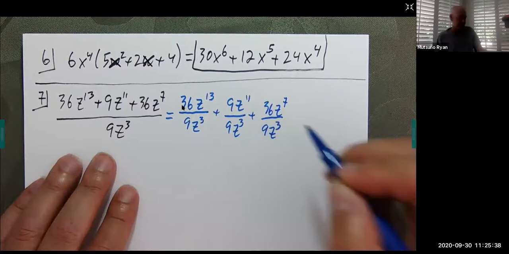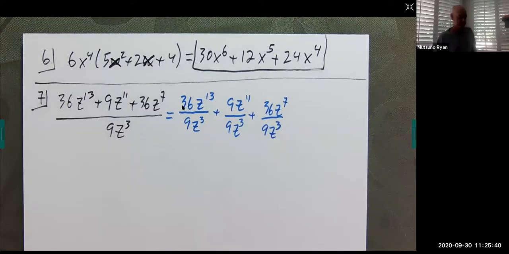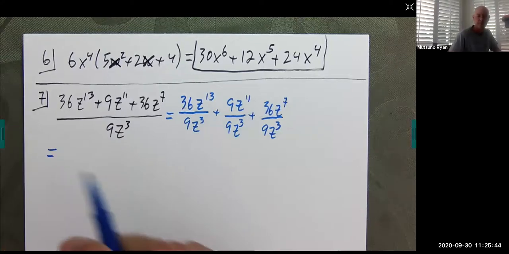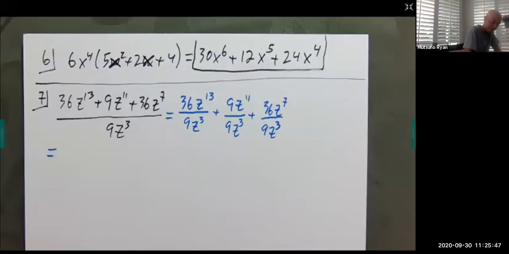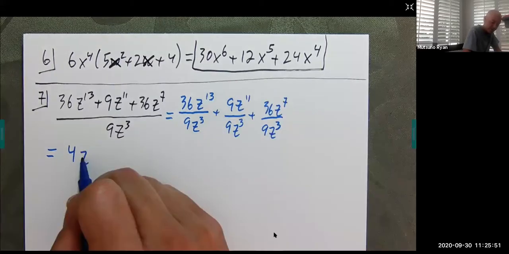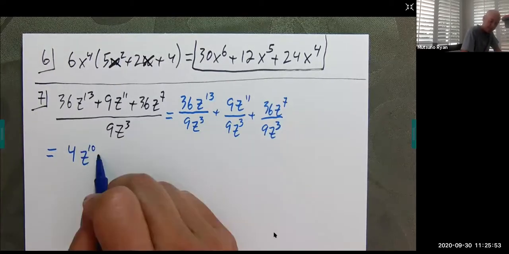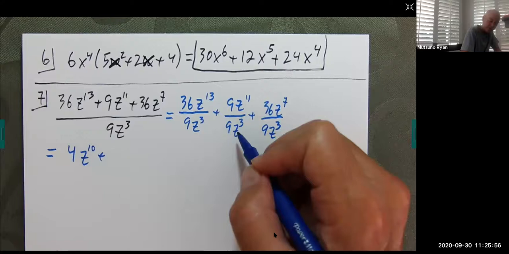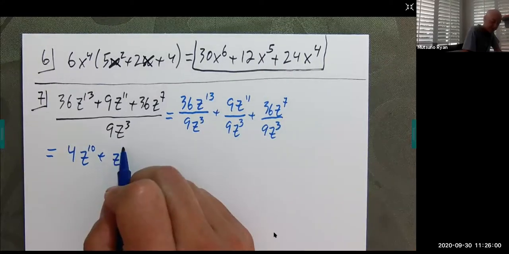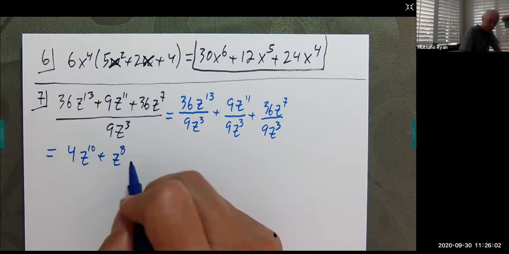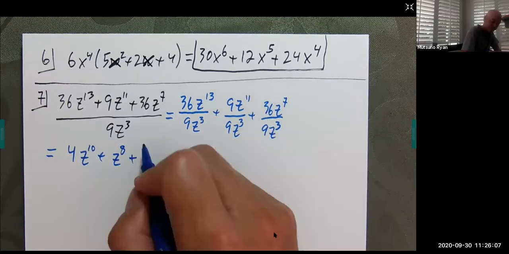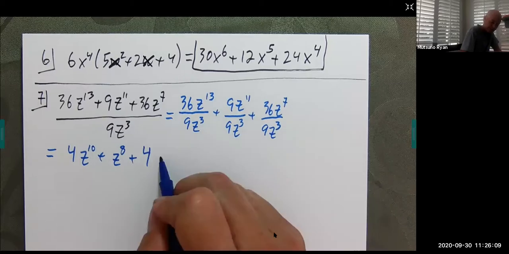You'll notice the denominator is the same for all 3. And now I'm going to reduce each of these. 36 over 9 is 4. When you're dividing, you subtract the exponents. That's z to the 10th. 9 over 9 is just 1. So z to the 11th over z to the 3rd, we subtract the exponents. That's going to be z to the 8th. 36 over 9 is 4. Exponents.